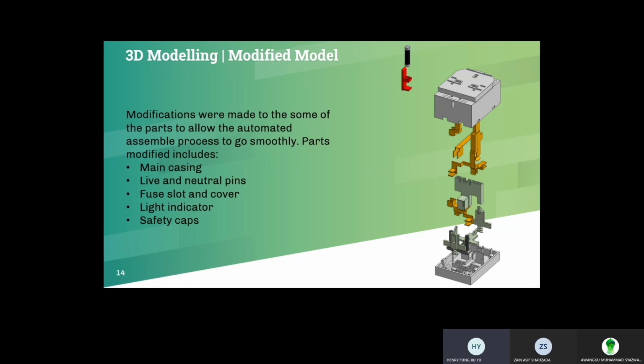Other than that, the safety caps that are used in the whole casing are changed, to save on parts and the use of the spring. We have also remodeled the whole light indicator in this system. We replaced the LED light bulb with a solid module, which can be fixed on the case tighter and more safely, and is more easily assembled by the robot.